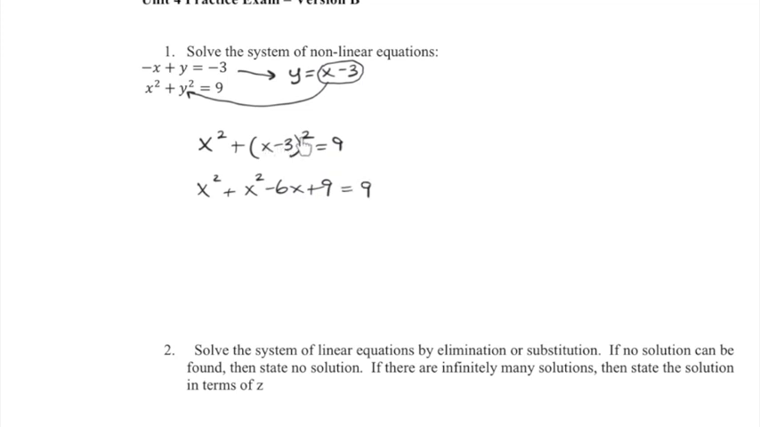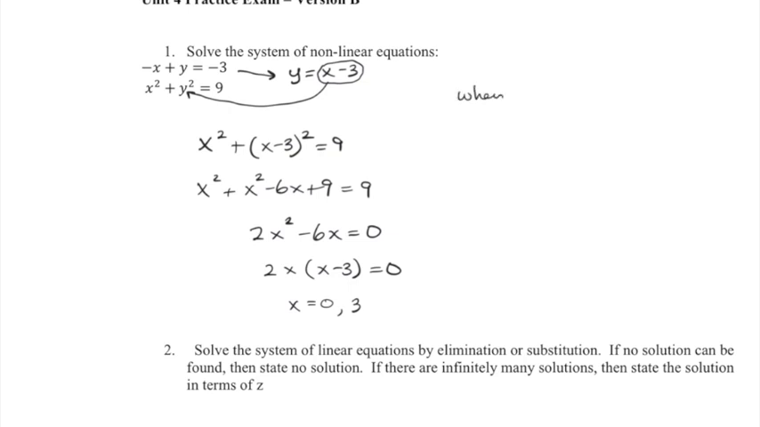And then expand. x minus 3 squared is x squared minus 6x plus 9. And then combine some like terms there. And then factor. And the solutions for x are x equals 0 and 3.